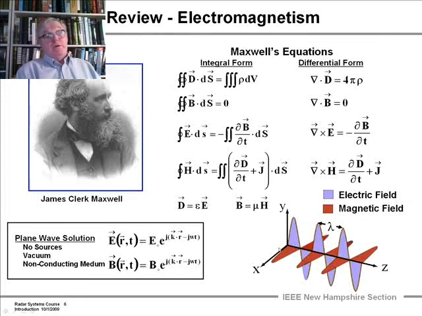And here's a picture of an electromagnetic plane wave going out in the z direction, where in the y direction we have an oscillating sinusoidal electric field, and perpendicular to it is the magnetic field. And this is just a real part of the solutions to Maxwell's equations for a plane wave with no sources in vacuum and a non-conducting medium. And here's their equation form. Okay.